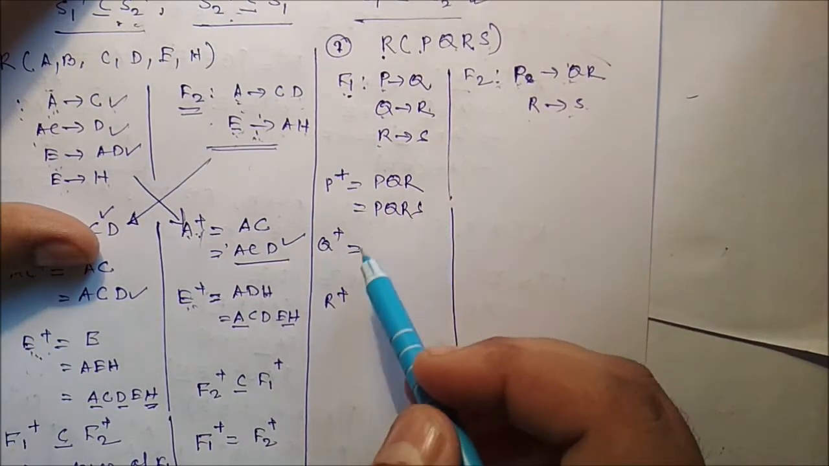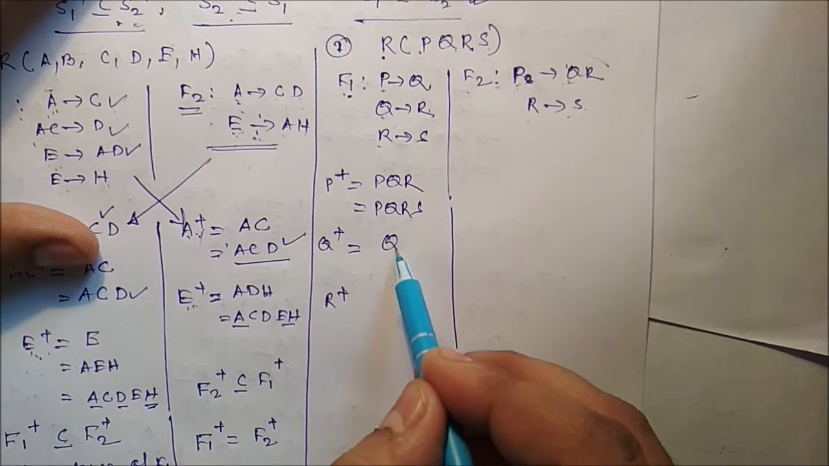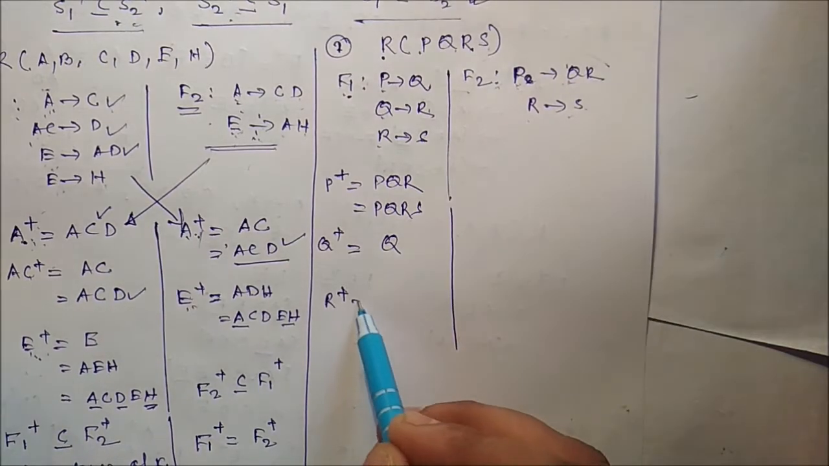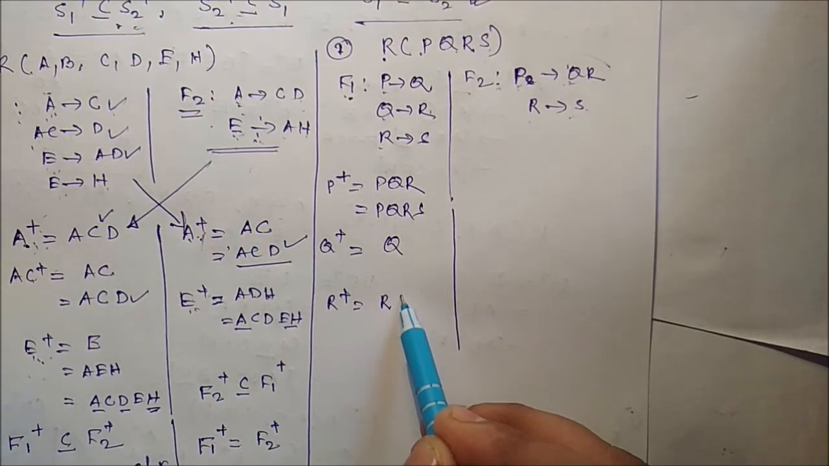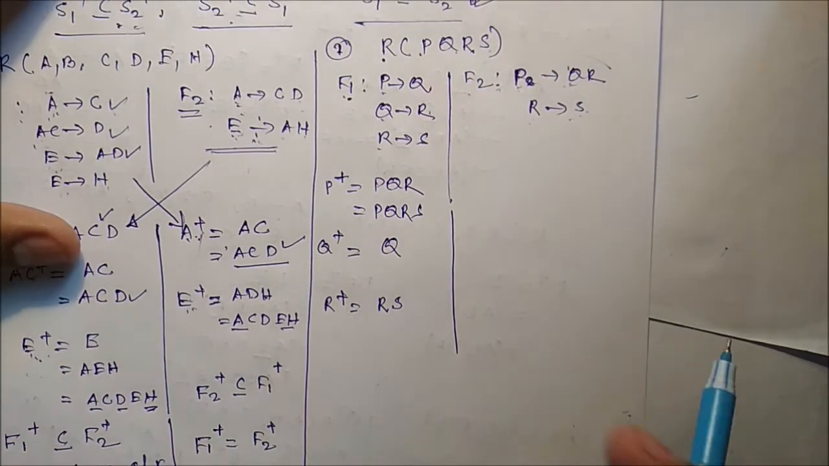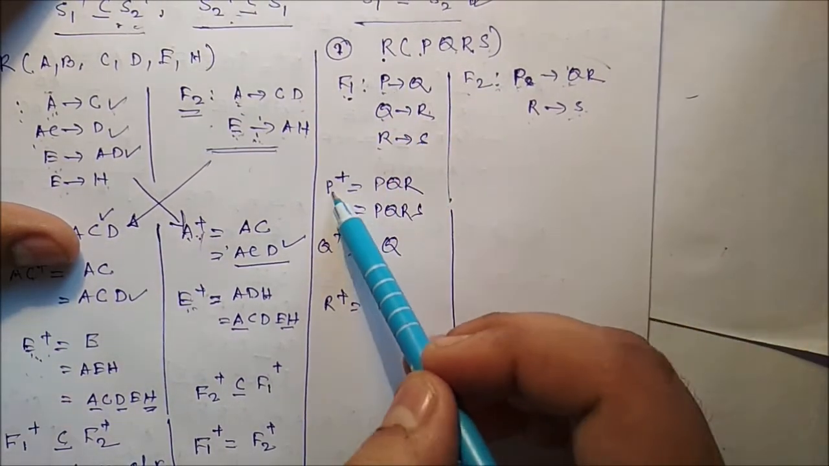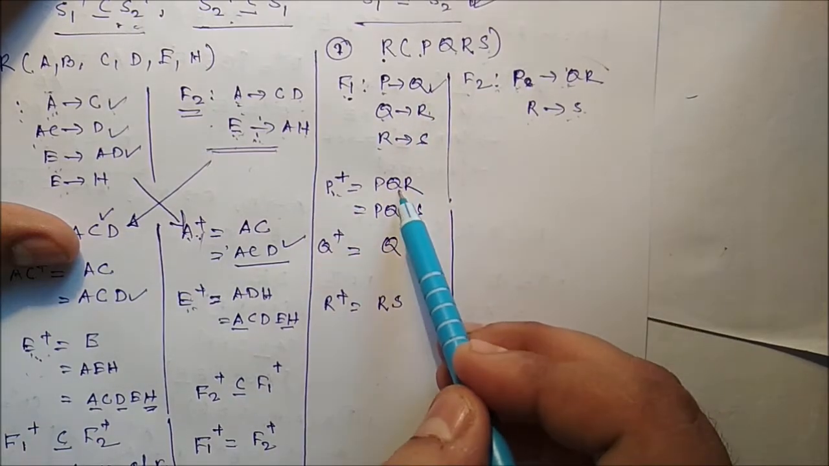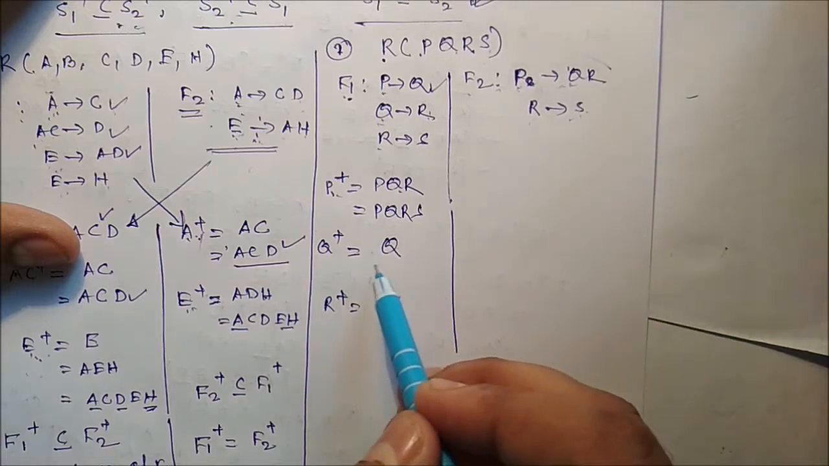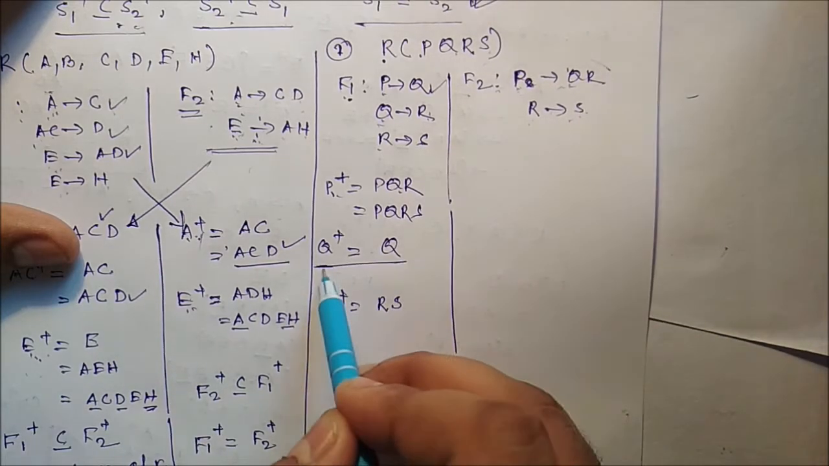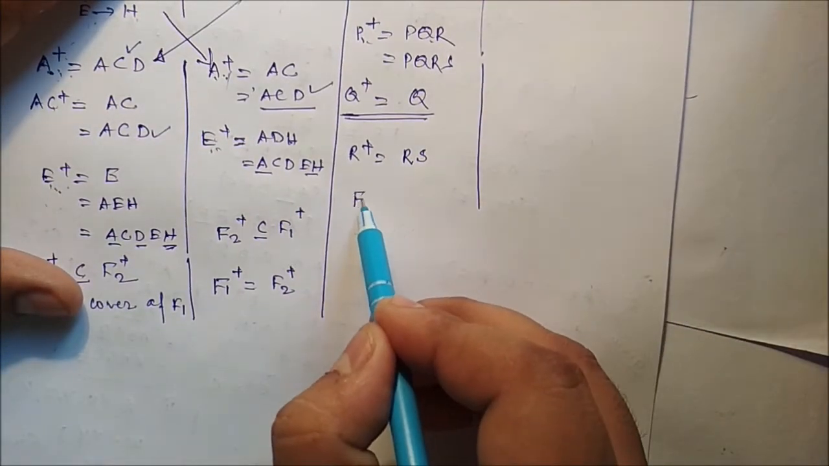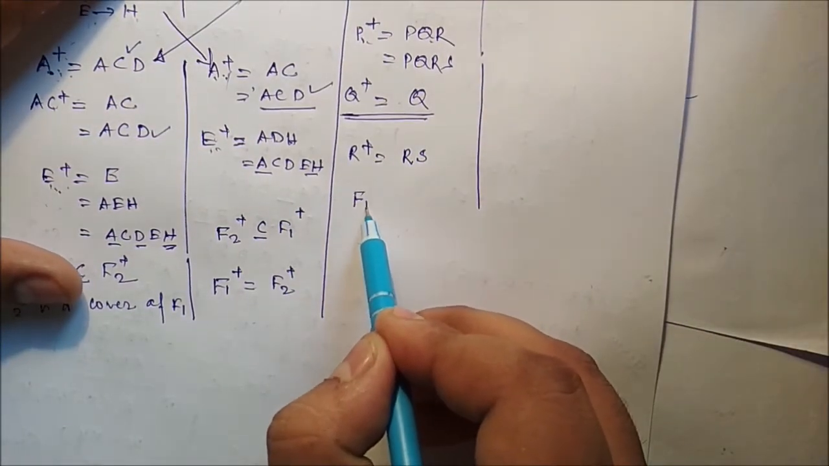Similarly from Q we can identify Q only because no FDs are there related to Q. And using R we can identify R and S. Now we have to check this one. From P we can identify Q. From Q we identify R, but using this FD, using Q we cannot identify R. That means we can say that F2 is not a cover of F1.